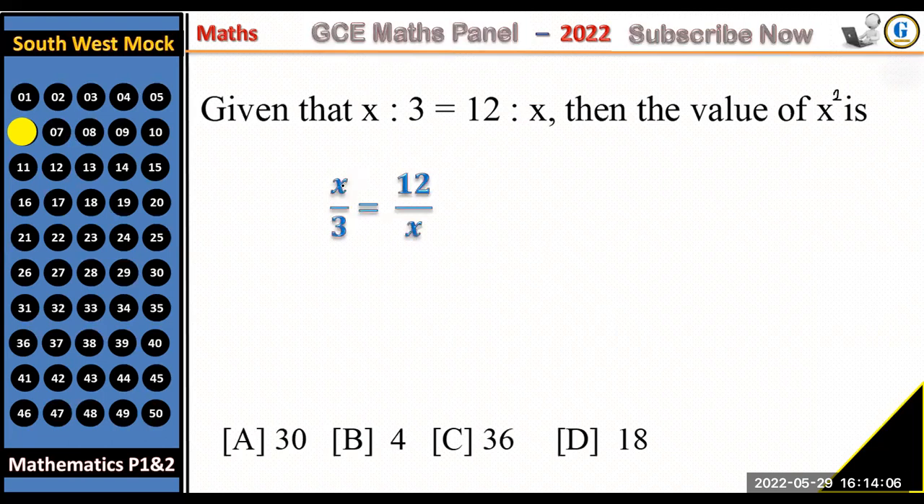Normally, x is to 3 can be written as x on 3 is equal to 12 on x. From here, if we cross multiply, we are going to have x squared is equal to 36. Taking the square root on both sides gives us x equal to 6. Now, there is no 6 here. So in this case, if you have to take something, you might end up taking 4 or 36. I advise you to take 4 because it's close to maybe what they're asking for.